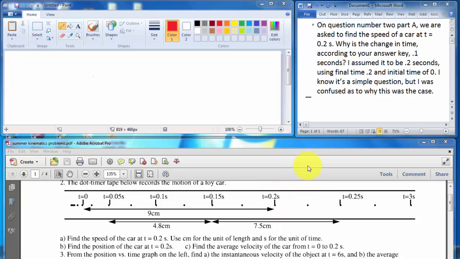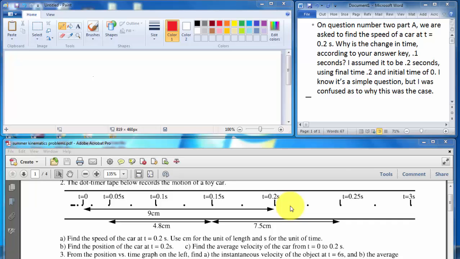Why is the change in time according to your answer key 0.1 seconds? And Matthew says that he assumed it to be 0.2 seconds, using the final time to be 0.2 seconds and an initial time of 0 over here. Okay, so you can't use t equals 0 to 0.2 seconds to do this question.